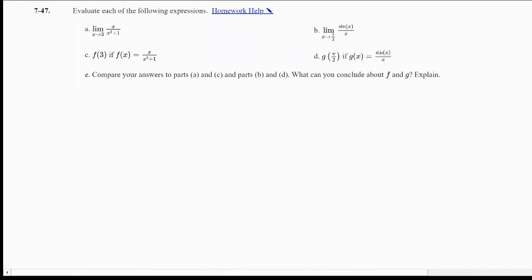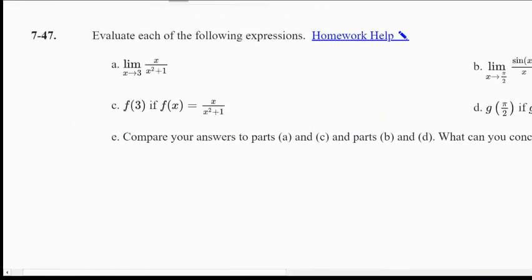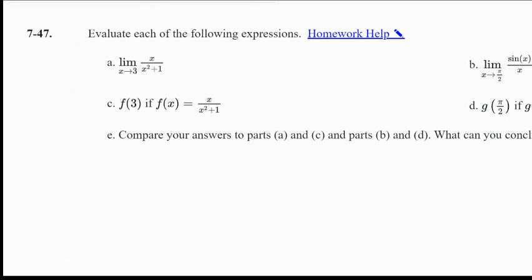Here we're asked to evaluate each of the following expressions. For a, we have a limit as x approaches 3. Our first technique to try and solve a limit with an equation is to plug that number in and see if we get an actual value. When we plug in 3, we get 3 over 3 squared plus 1. 3 squared is 9. 9 plus 1 is 10. And so the limit as x approaches 3 is just 3 over 10.